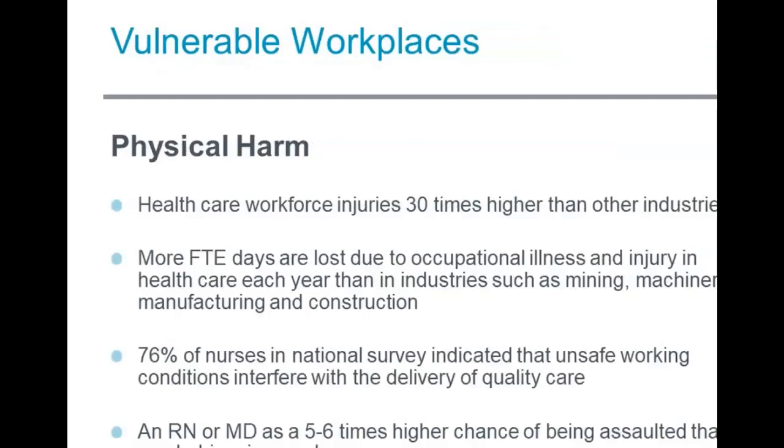I'll go through these very quickly. These are just some slides with some data around physical harm rates. Again, these are mainly from the U.S., but I would encourage you to find out what the rates are in your context. But in the U.S., healthcare is more dangerous than mining, manufacturing, or construction, and we also have significant rates of workplace violence, as highlighted in the last bullet there: a nurse or physician has a significantly higher chance of being assaulted than a cab driver in an urban setting.